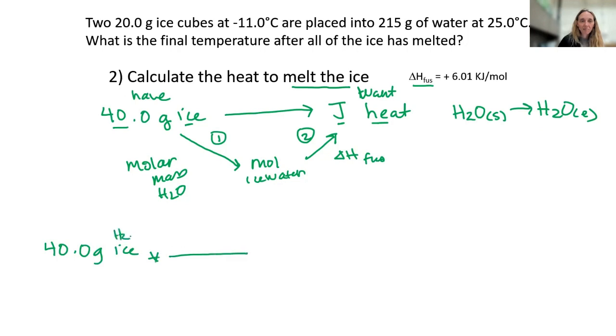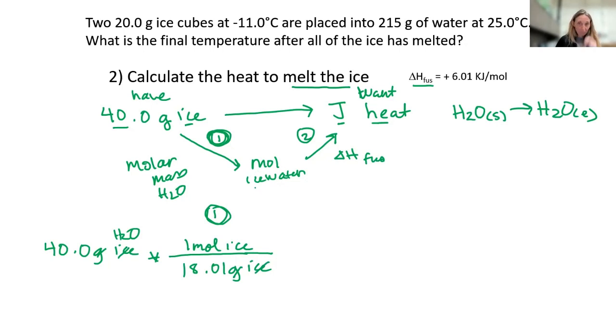Okay, and that's H2O. So I look at my periodic table, I find my molar mass, and I have 18.01 grams of ice equals 1 mole of ice. Okay, so if you look here, I have one arrow, so one dimension or one conversion. Okay, when I use this, my grams of ice at the top is going to cancel with my grams of ice at the bottom, and I'm left with moles right here.